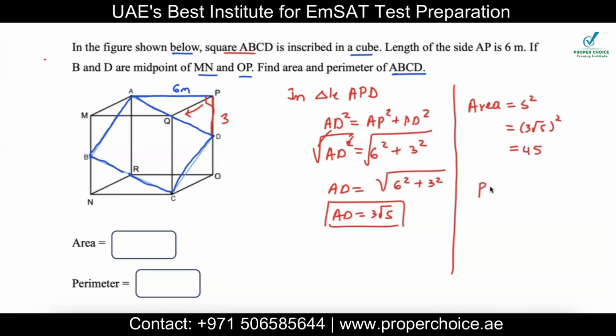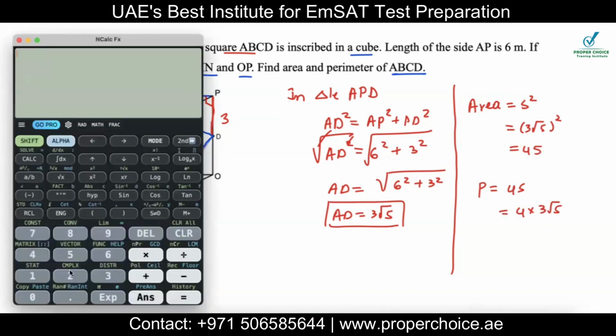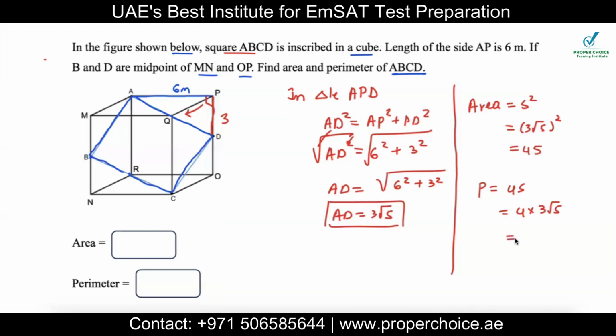Now what is the perimeter formula? Perimeter of a square, that is P is equal to 4 times the side. So that is equal to 4 multiplied by 3 square root of 5. So what you will be getting here? 4 times 3 square root of 5 will be the perimeter, which is equivalent to 12 root 5. So I can write it as area is gonna be 45 and perimeter is 12 square root of 5.